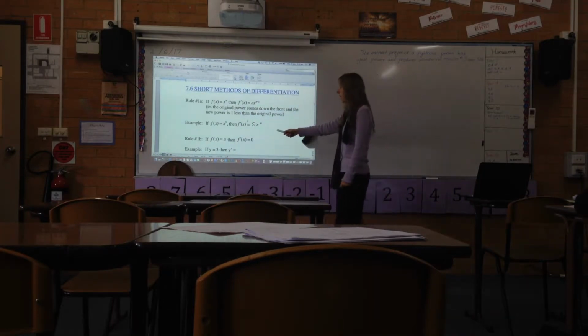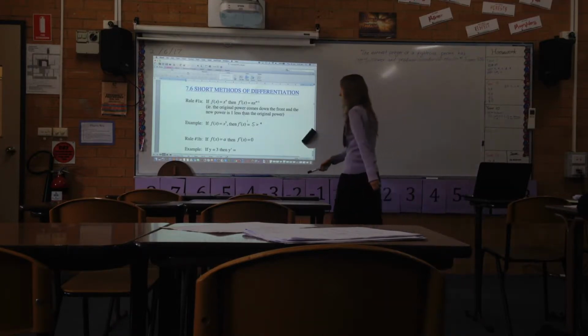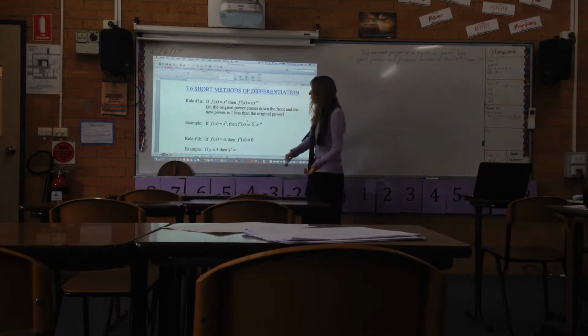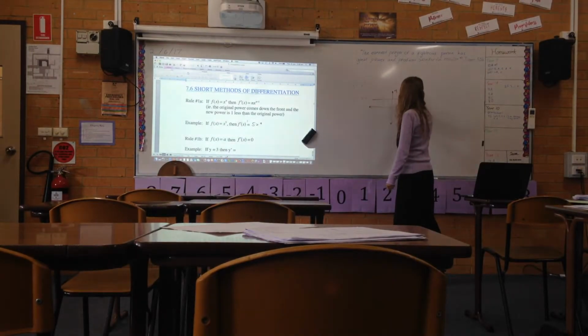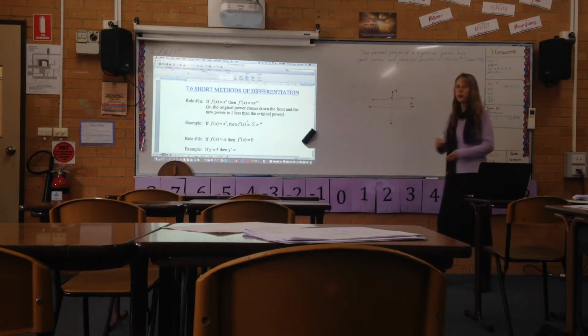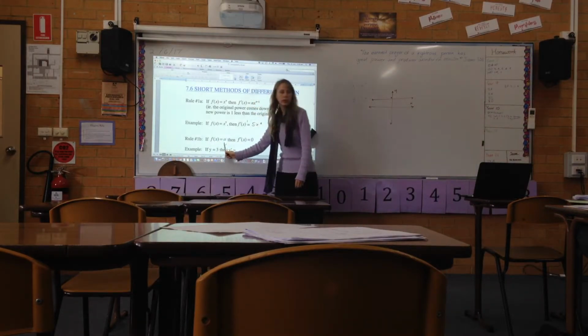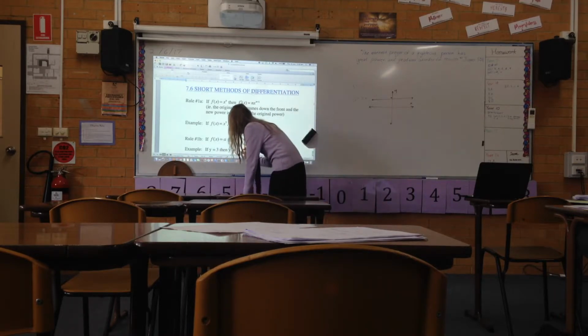Here's another rule. This next rule says that if my function is just a number, the gradient is 0. Why is that? Well, let's see. Here's my x and y axes. Say my y equals 4. What's the gradient of that line? 0. So whenever you have function equals a number, the gradient is always 0. In this case, y equals 3, the gradient is 0.